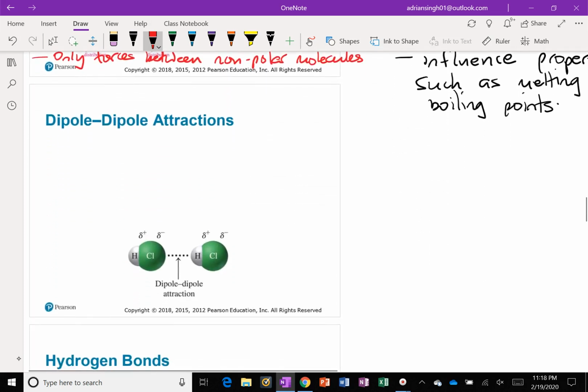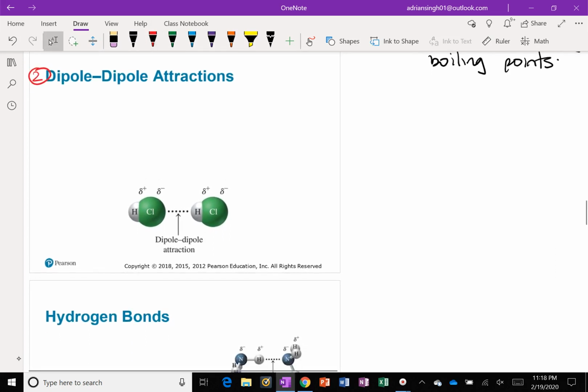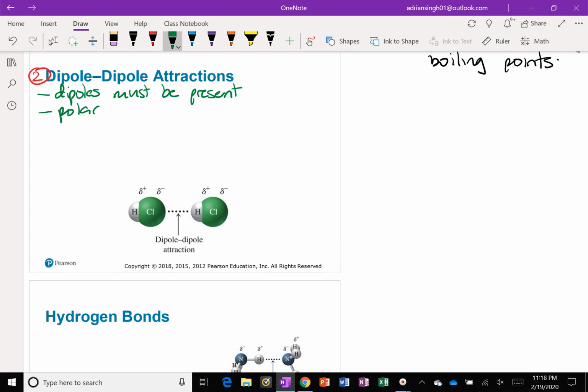The second type of intermolecular force is known as a dipole-dipole attraction. The name kind of gives away what is needed: dipoles must be present, specifically polar molecules must be present. These dipole-dipole attractions are stronger than your dispersion forces.